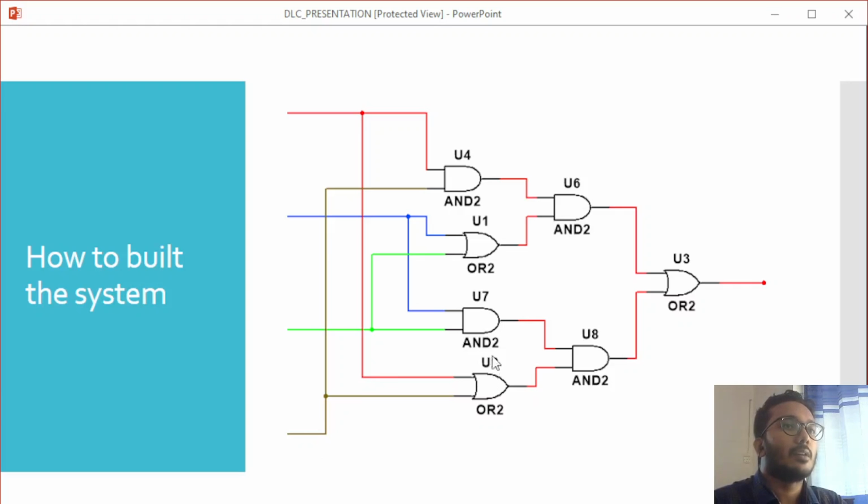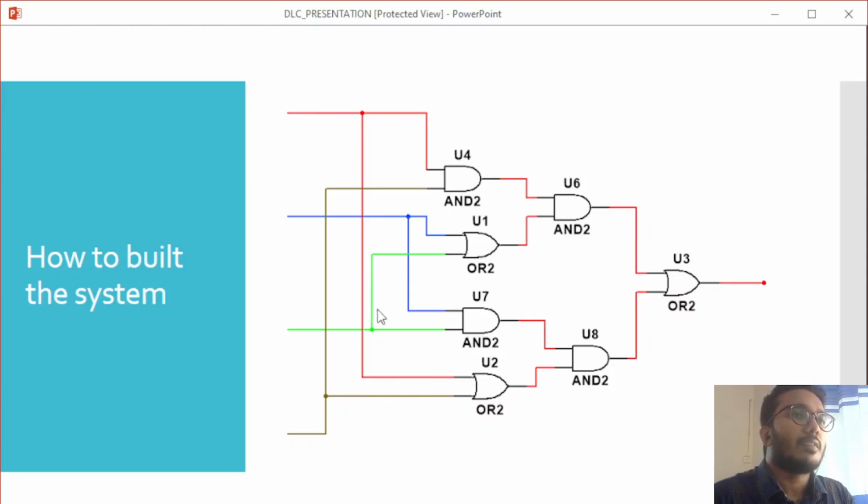And then for the second input of the first AND gate we added from the fourth input here. And for the second input of the first OR gate here we added from the third input here. And for the first input of the second AND gate we added from the second input here. And for the first input of the second OR gate here we added from the first input.